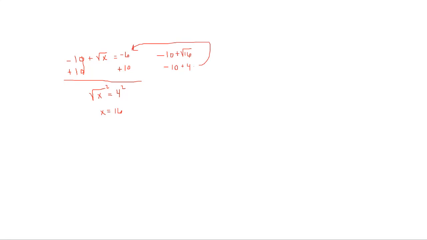Now let's switch over and look at how this might be solved on Desmos. We had on the left side negative 10 plus the square root of x. And I guess I need to say y equals. Let me go out here, take a look. And that's what the graph would look like. And then the right side says y is equal to negative 6.